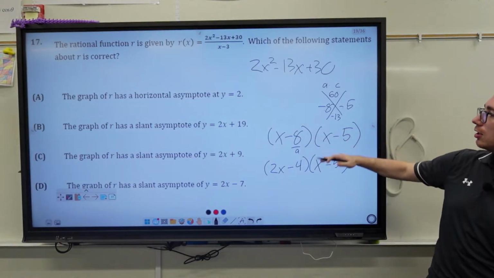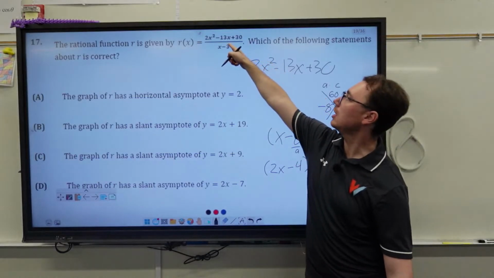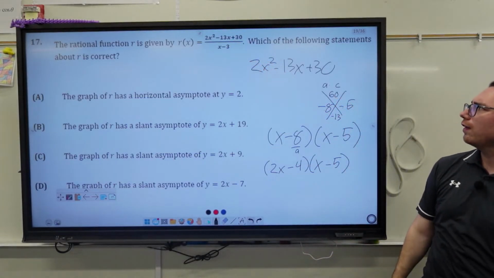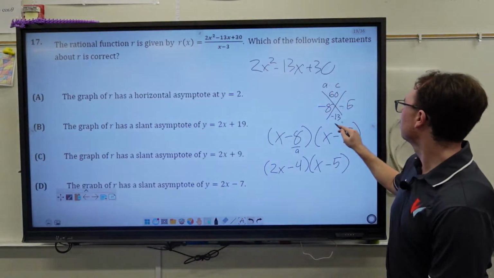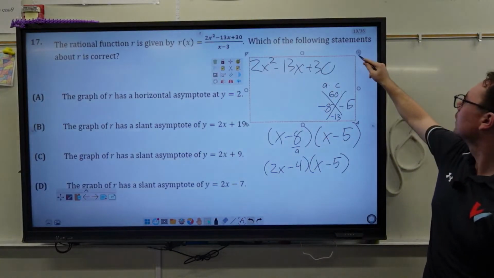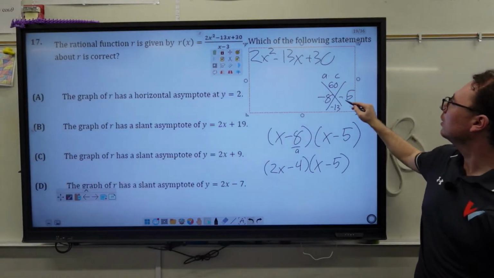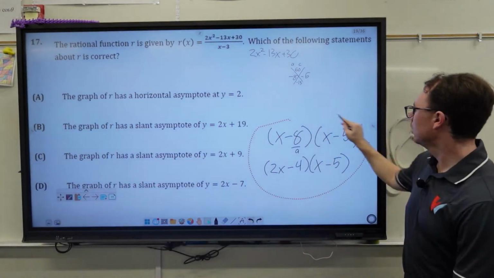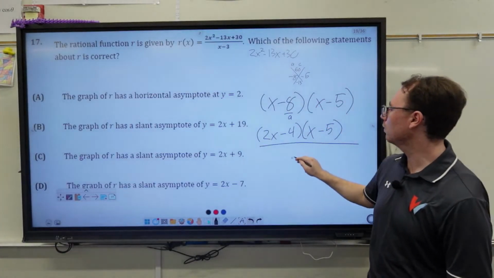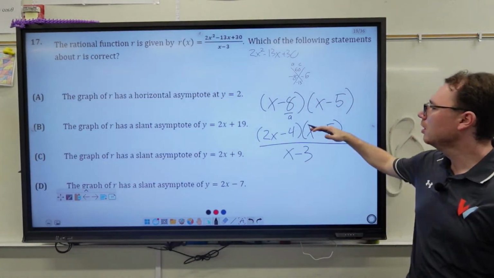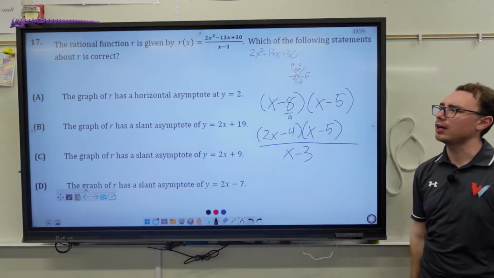So now we have these two equations here versus this equation up here, where we find that we get, moving this over here, moving this up to here, this all over x minus 3. So now we just want to try and determine what these values will give us.